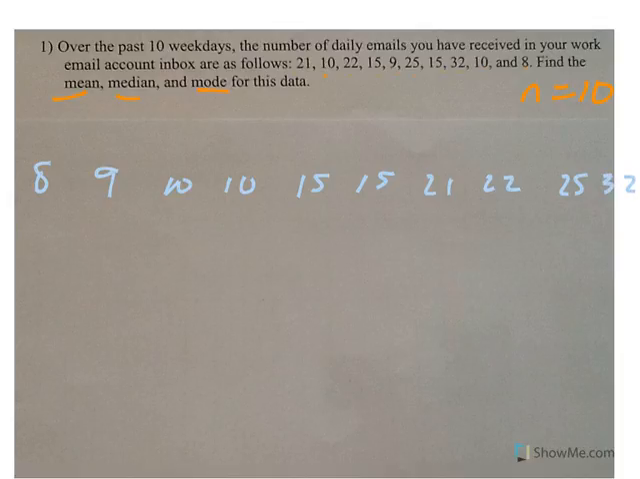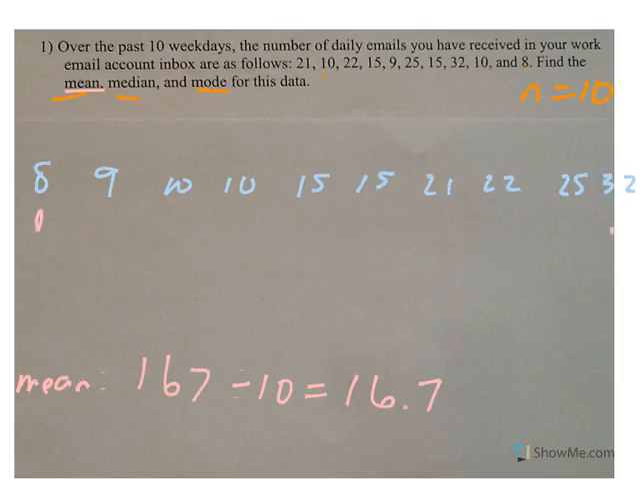Now, when we want to find the mean, let's go ahead and just do this in order. The mean, we add them all up and divide by how many we have. So when I add all of these numbers together, I end up with 167. There are 10 numbers, so I have a mean of 16.7. And that should make sense, right? Your mean should be somewhere between the minimum and the maximum. Somewhere between 8 and 32, I have 16.7, so yes, that makes sense.